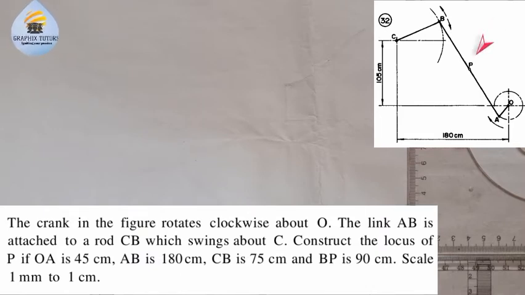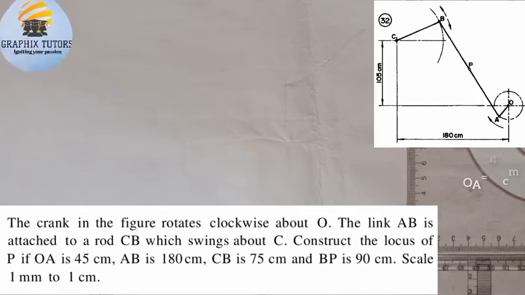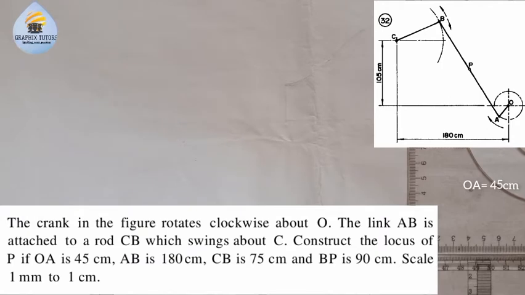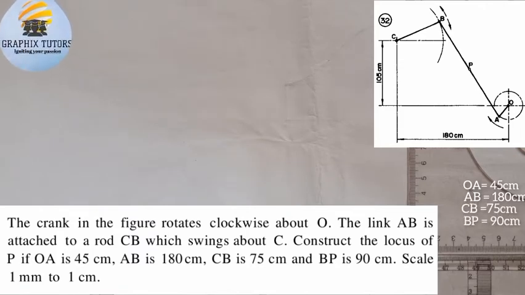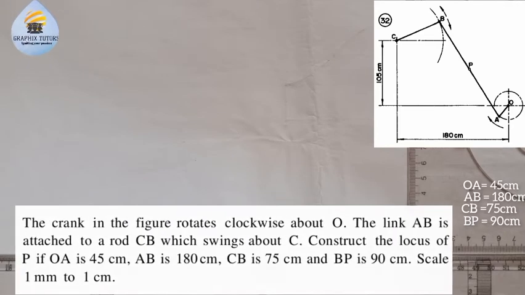So to construct the locus of P, if OA is 45 millimeter, if OA is 45 centimeter, AB is 180 centimeter, CB is 75 centimeter, and BP is 90 centimeter. The scale is 1 millimeter to what? 1 centimeter. That means 1 centimeter is seen as what? 1 millimeter. Is that okay now?